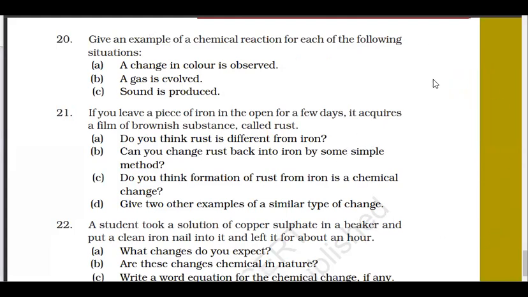Next, question number 21. Yes, combustion of magnesium ribbon. Yes, Purvi, very good. Or sodium or anything, right? Just the reaction of sodium, potassium with water. That's the video that we have seen, right? Tell me.